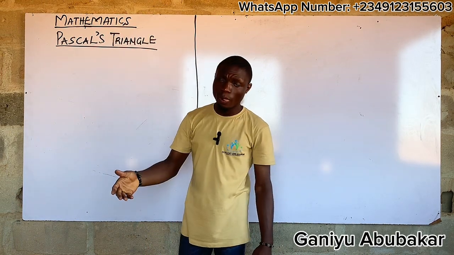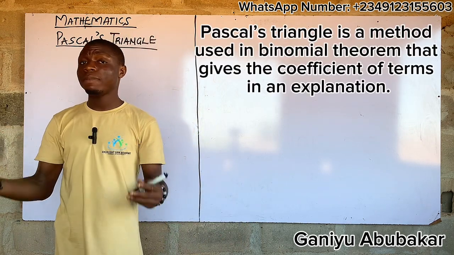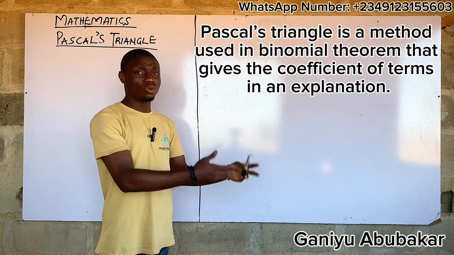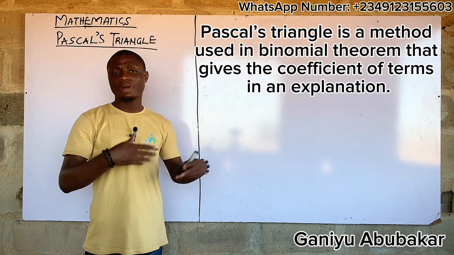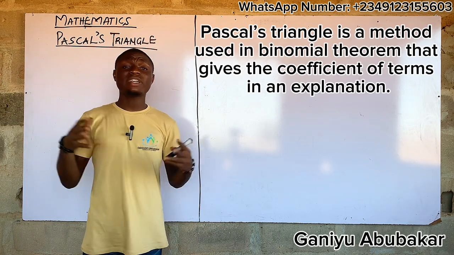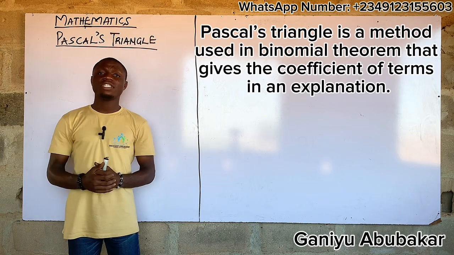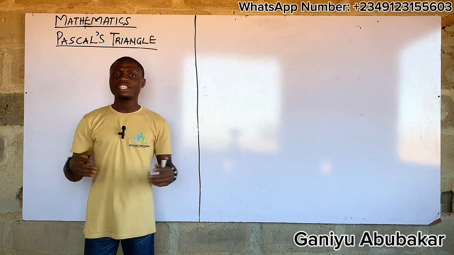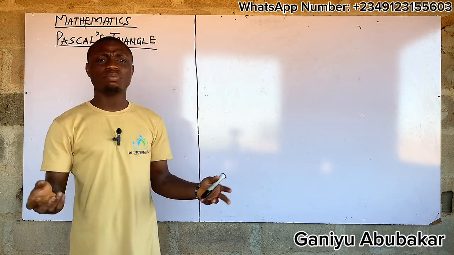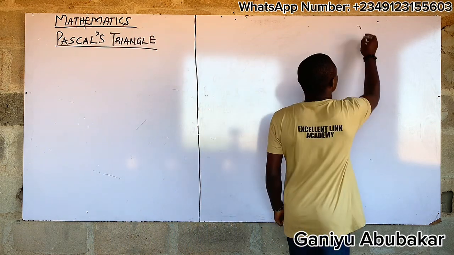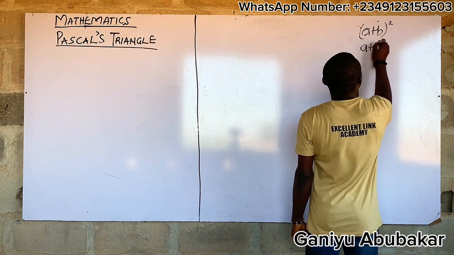How does this work? By definition, Pascal's triangle is simply a method used in binomial theorem which gives the coefficient of terms in an expansion. So the main function of Pascal's triangle is to give the coefficient of terms in an expansion. That's your definition.